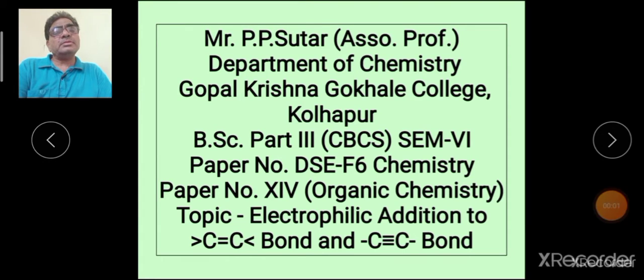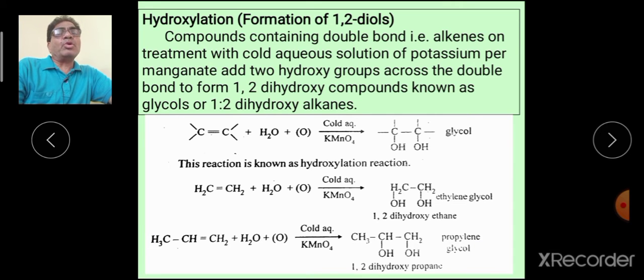Welcome students. In the previous lectures, we have seen the electrophilic addition to carbon-carbon double bond. Here we are proceeding further. Hydroxylation, that is formation of 1,2-diols.